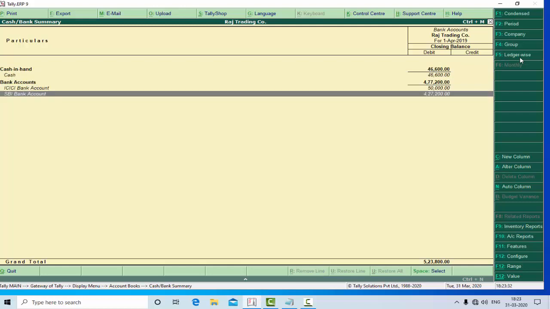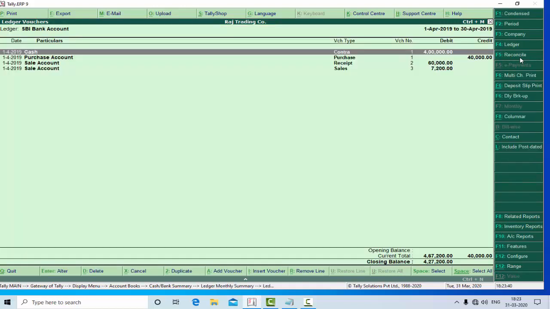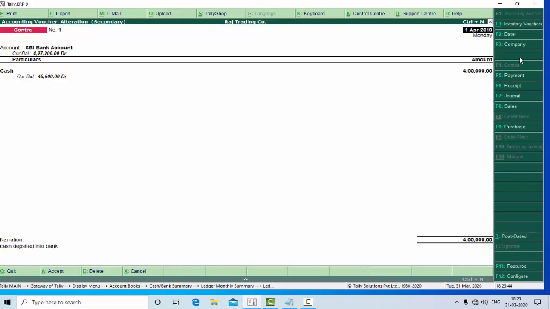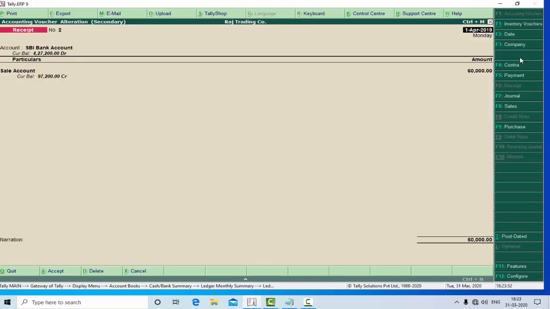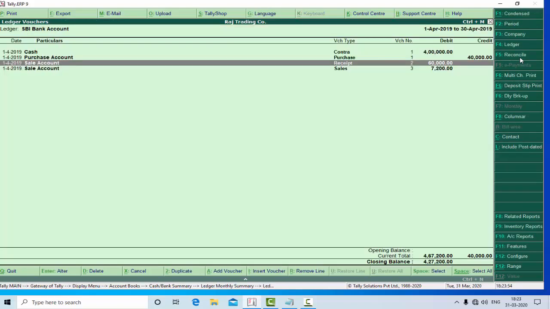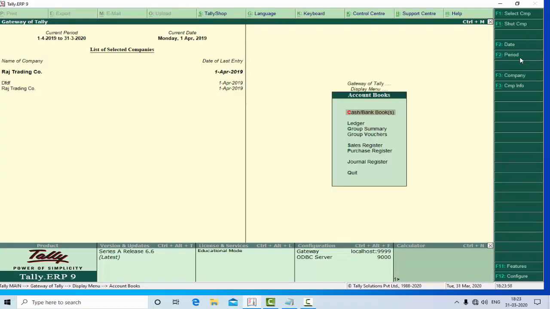And if you want to see the bank balance, go in SBI bank balance, like click here, again you will see monthly detail, again you will see the detail of each entry. And if you again enter, you will see the contra voucher entry. If you will click here, purchase entry, if you will click here, sale entry, all the entries can be displayed. And if you want to change anything, you can make the changes. So this is a way to see the balances of cash and bank.